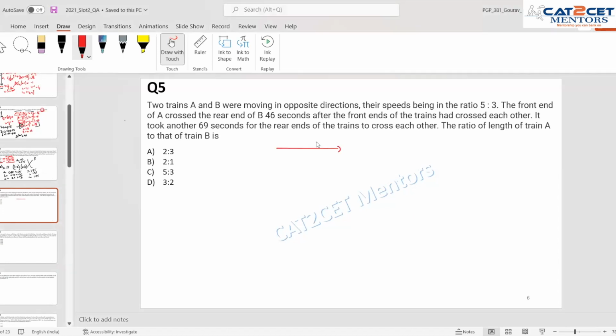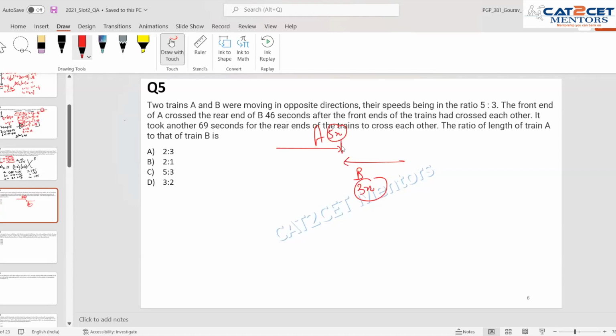So let's see, this is train A and this is train B and they are moving in the opposite direction, and their speed being in the ratio 5:3. Okay, so let's say its speed is 5x and its speed is 3x. The front end of A crosses the rear end of B in 46 seconds.